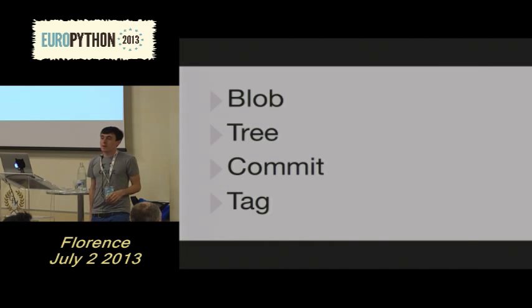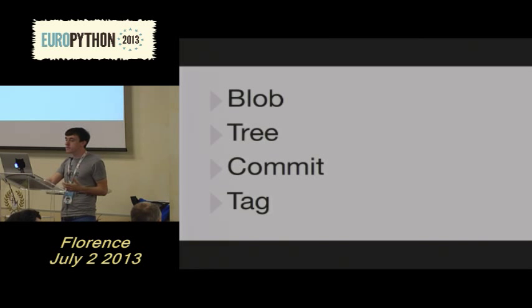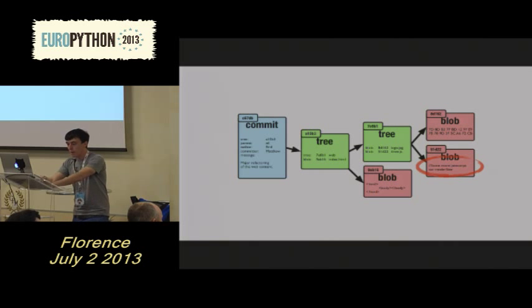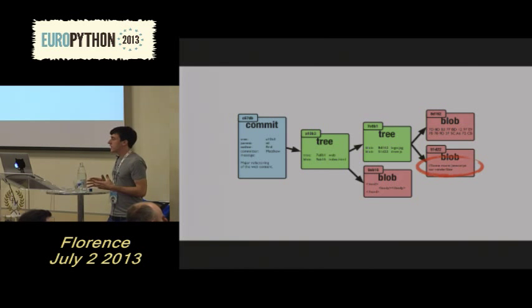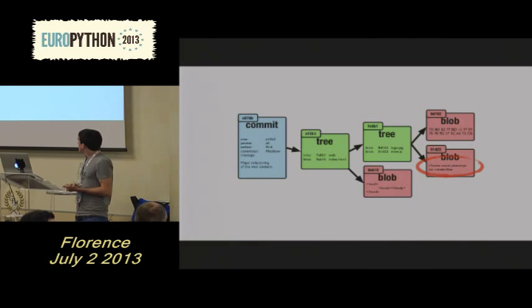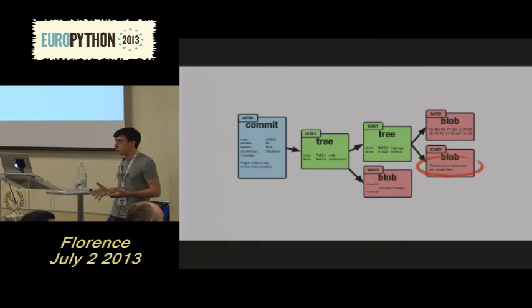So far we've talked mostly about blobs. We talked a little bit about trees and mentioned commits, but we haven't talked too much about what commits really are. So this is the structure of a commit in Git. I'll start from the bottom up, because we started with blobs.